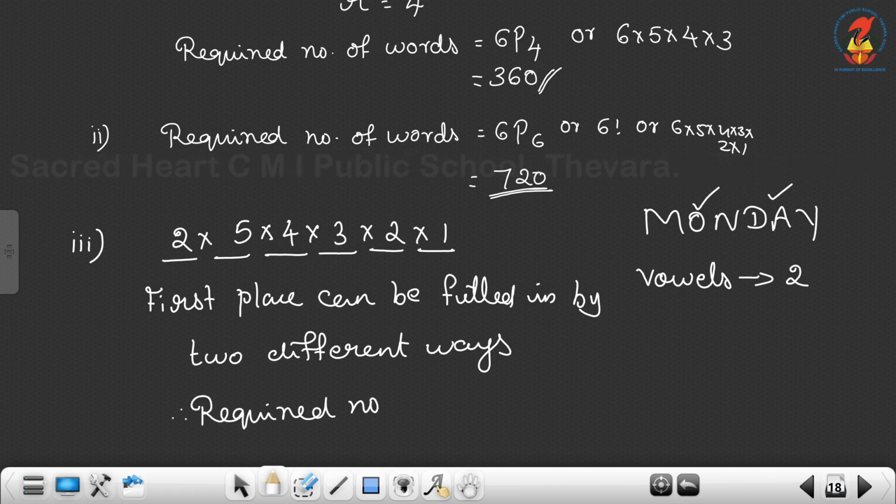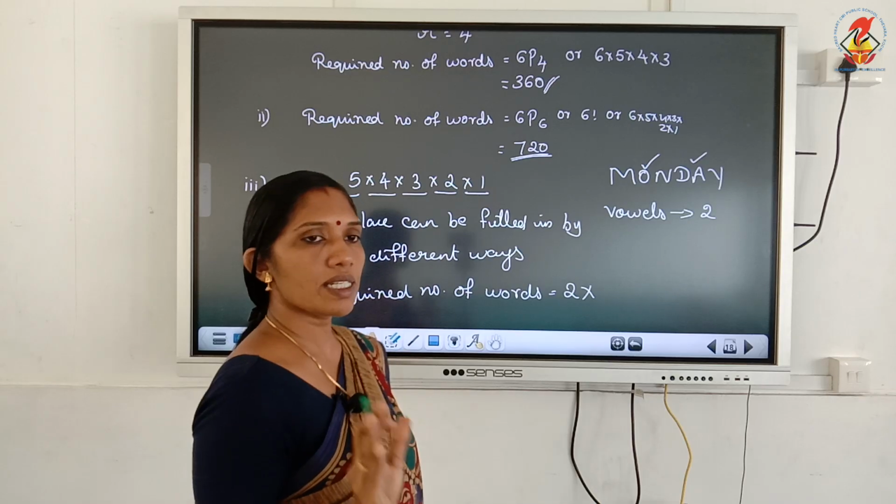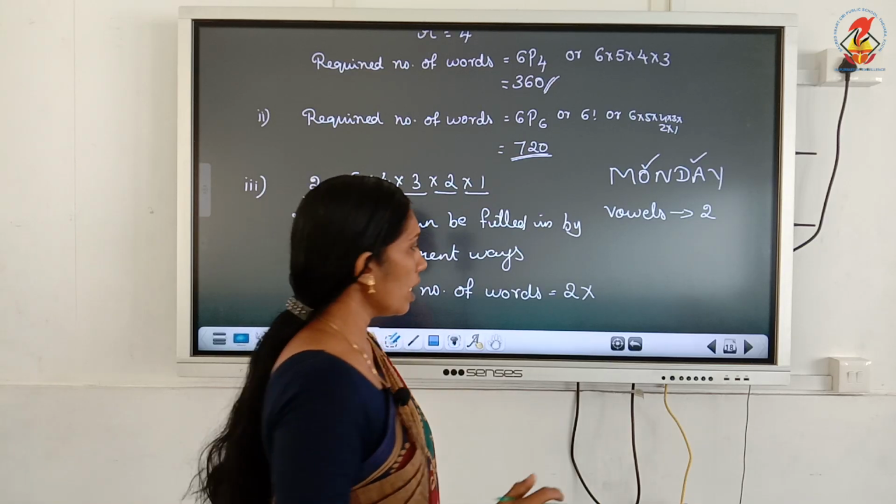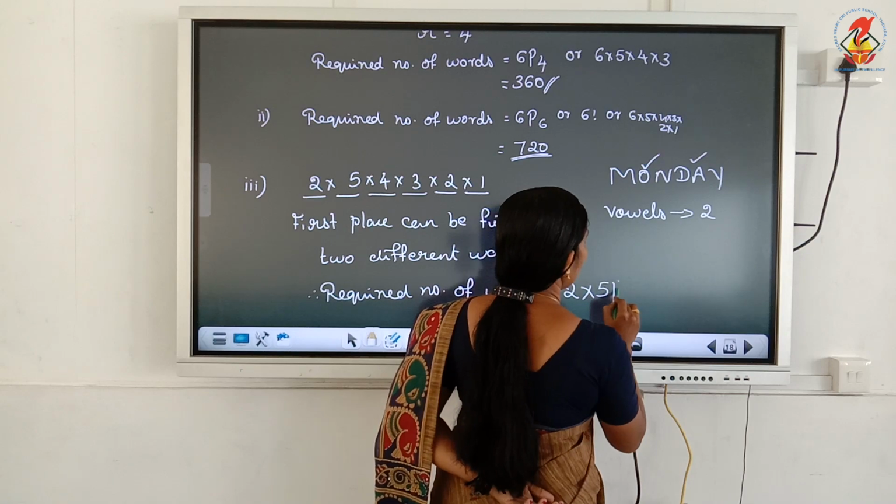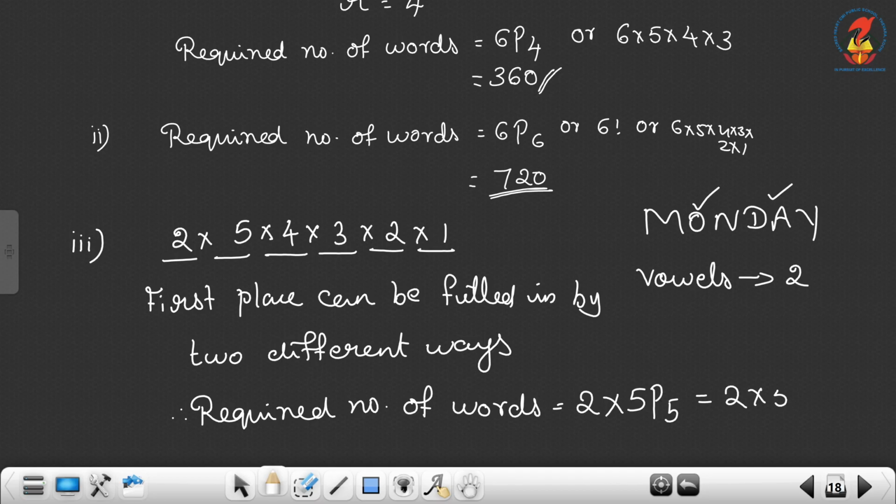Therefore the required number of words is equal to 2 into, or in permutation notation, 1 2 3 4 5, 5 places and 5 objects. Okay. So it is 5P5, or that is 2 into 5 factorial, which is 2 into 5 into 4 into 3 into 2 into 1. 5 factorial means it is 120. So 120 into 2 is 240.